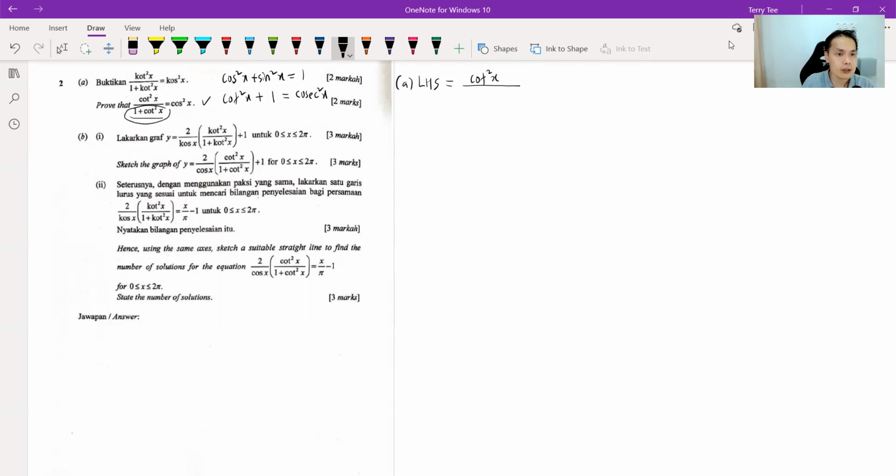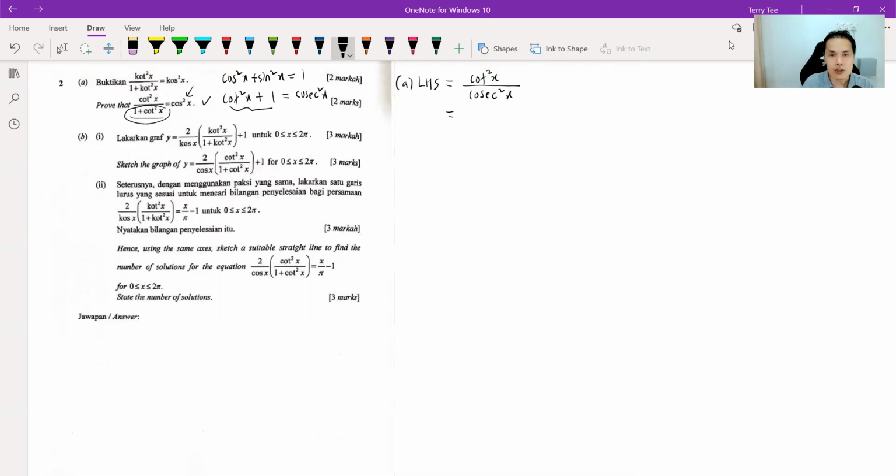Substitute 1 plus cotangent square, or cotangent square plus 1, with cosecant square x. Okay, now look at the right hand side. What I need is cos square. I want to change to cos square.